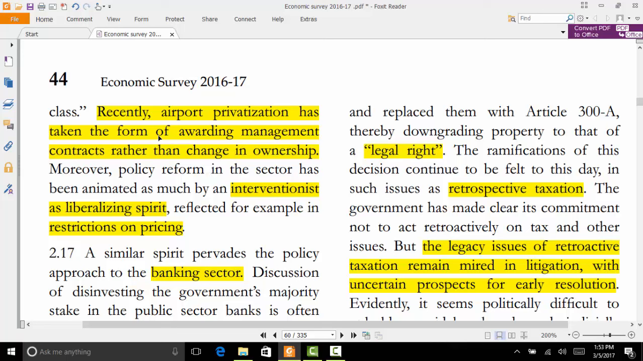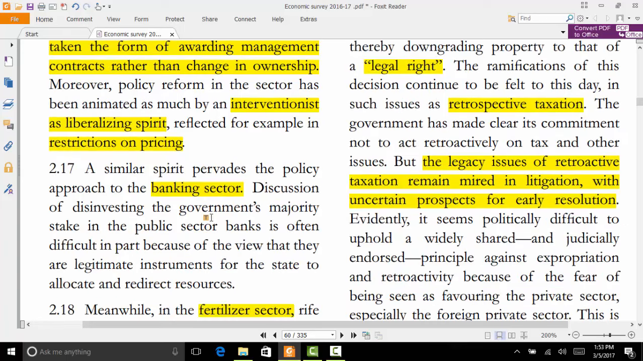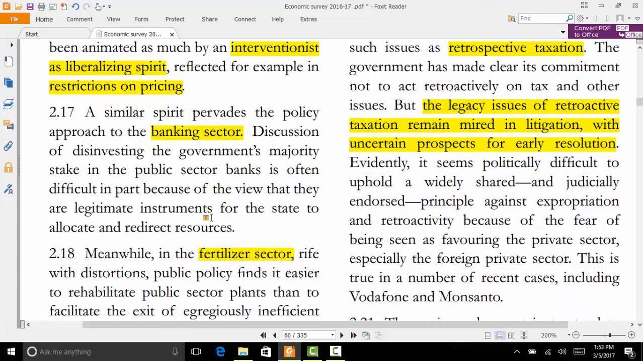They say recently airport privatization has taken the form of awarding management contracts rather than changing the ownership. In the policy reform, the spirit is interventionist rather than liberalizing, as there has been restriction on pricing of the airfare as well. I believe you are able to link the government steps. Then regarding the banking sector, the government's majority share in the public sector banks is often difficult to give up, in part because of the view that they are legitimate instruments, so they are also not taking the step of doing away with that ownership.